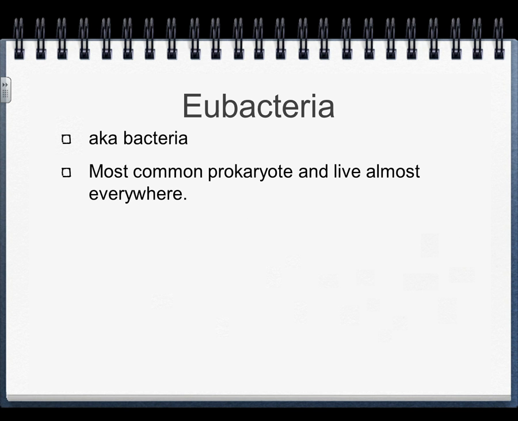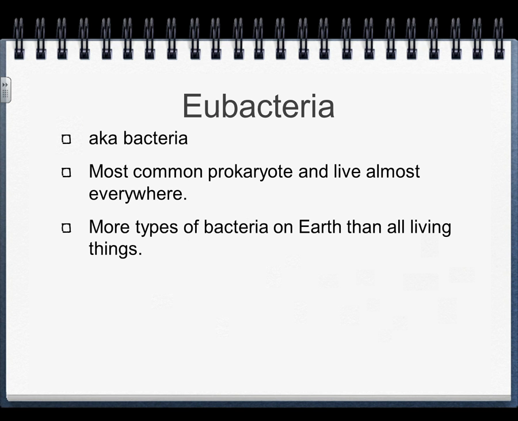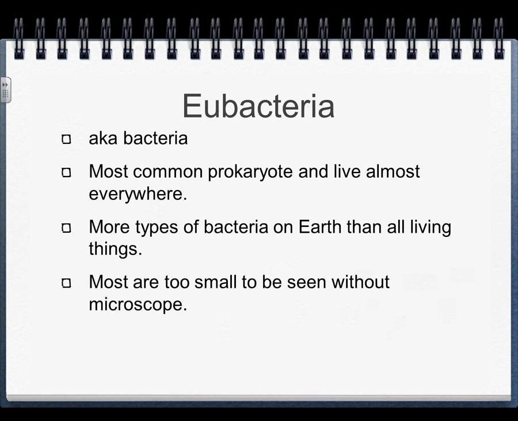For the eubacteria, they're the most common prokaryote and live almost everywhere. I had you write it twice because I want you to really drill that into your head that this bacteria is everywhere. On your hands, on your skin, on the table, on the floor, in the air, it's everywhere. In your body, and there's several different types. There's more types of bacteria on Earth than all living things. So bacteria outnumbers us. Most of the bacteria are too small to be seen without a microscope. So like invisible invaders.